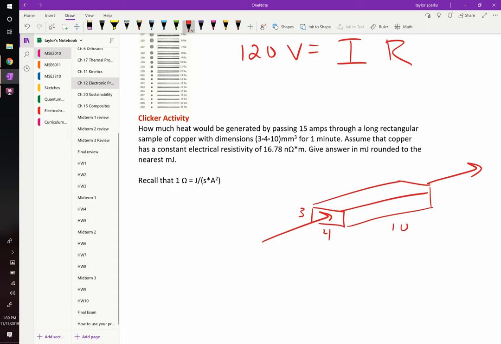Assume that copper has a constant electrical resistivity, meaning it doesn't change its ability to conduct electrons as you heat it up. That's not a fair assumption, by the way. Things do change. We're going to use that for this problem, though. We're going to assume the resistivity doesn't change, and it's given as 16.78 nanoohms times meters. I want you to give me the answer in millijoules, rounded to the nearest millijoule, and remember that 1 ohm is equal to a joule per second amp squared.